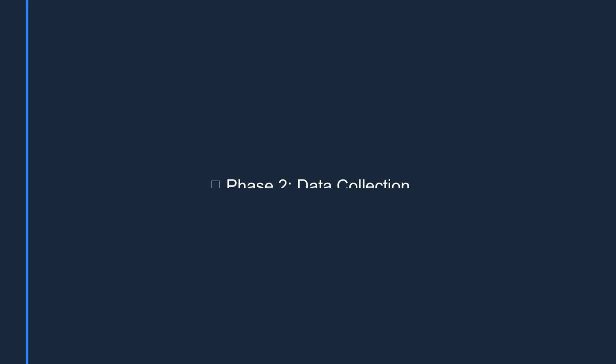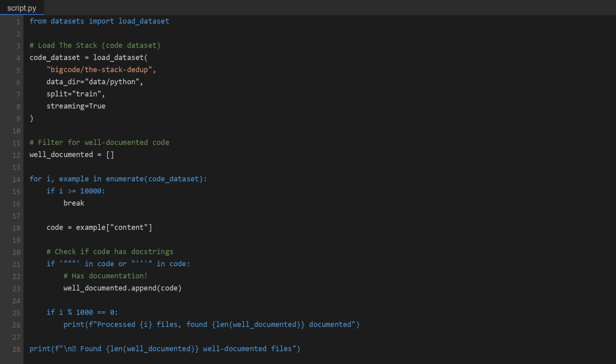Phase 2. Data collection. The training data comes from The Stack, one of the largest code datasets available, containing permissively licensed source code across dozens of languages. This loading script uses load_dataset with streaming=True, which is critical here. The Stack is enormous, and streaming lets us process it without loading the entire thing into memory at once. We iterate through examples and filter for any code containing triple-quoted strings, our proxy signal for the presence of docstrings. Every 1,000 examples, the script prints progress so you can see the filtering working in real time.